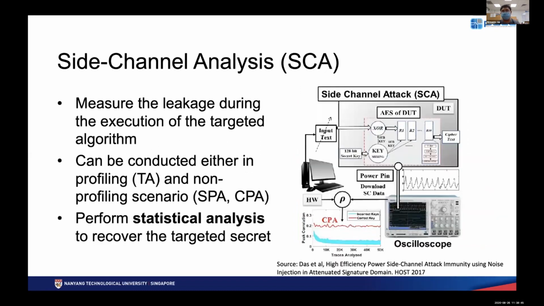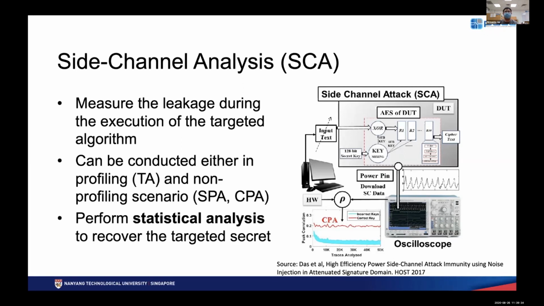To give a more detailed example, on the right side we give an illustration. Basically, you have a setup from the attacker. The attacker can send any input data to a device which is processing a crypto implementation, in this case, let's say AES. During the execution, the attacker can measure the power or EM consumption with an oscilloscope and get a set of traces. Since the attacker can control the input, the attacker can then build a hypothetical leakage model, which is compared with the traces through statistical analysis, for example, correlation. Based on that, the attacker can distinguish the correct key from the incorrect keys.